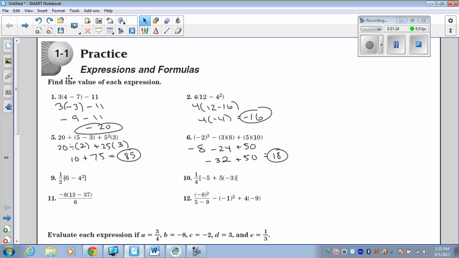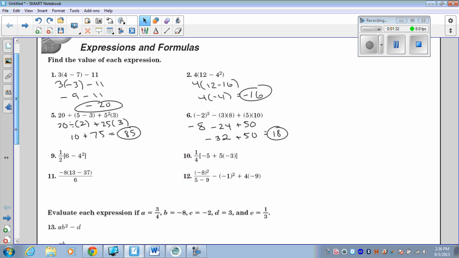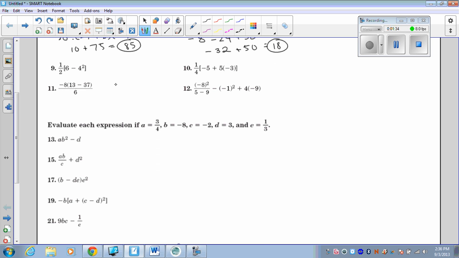Number 9, let me scoot this down a little bit, if it'll let me. There we go. Number 9, inside the parentheses, 4 squared is 16. 6 minus 16 is negative 10. Half of negative 10 is negative 5.